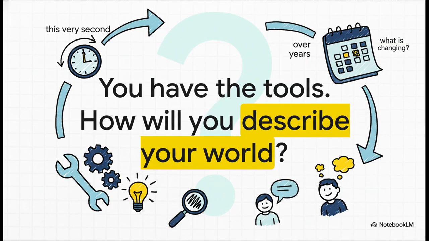So there you have it. From what you're doing this very second to trends that change over years, the present continuous is the tense for a world that's always in motion. And now you have the full toolkit to describe it. So, how will you describe your world? What's changing around you? What are you doing right now?